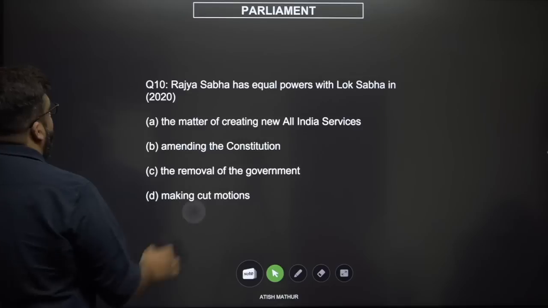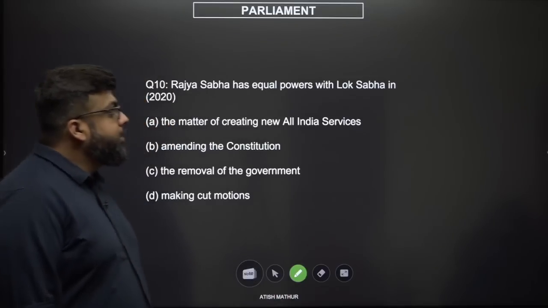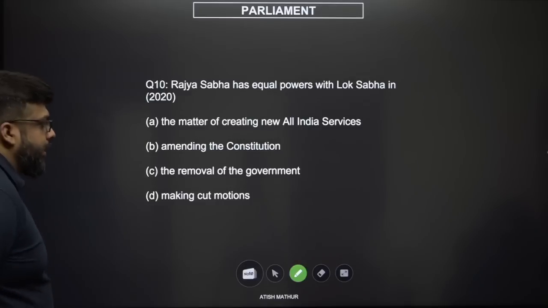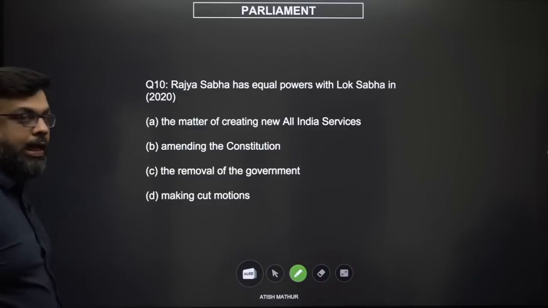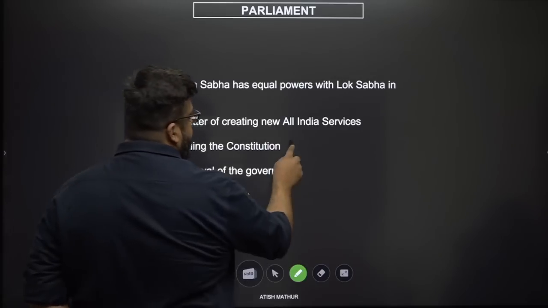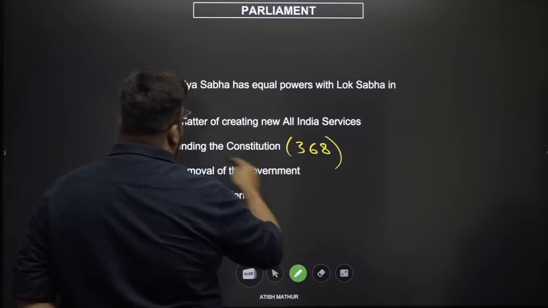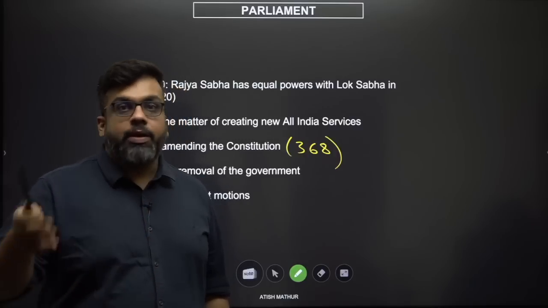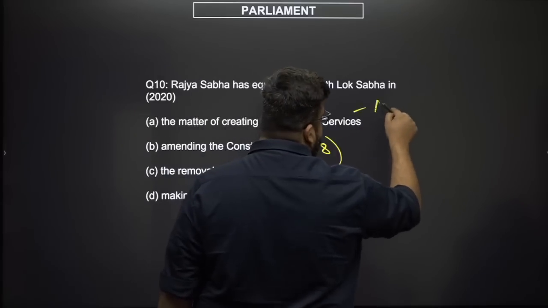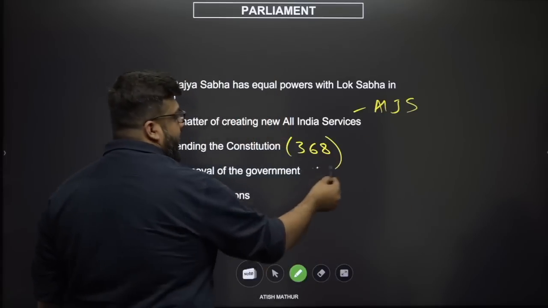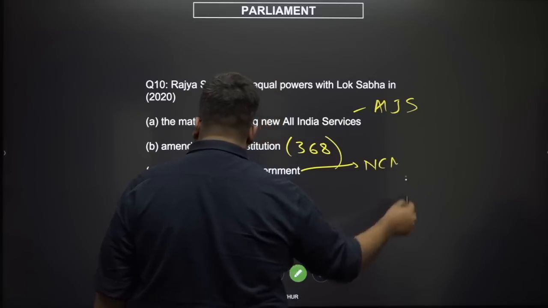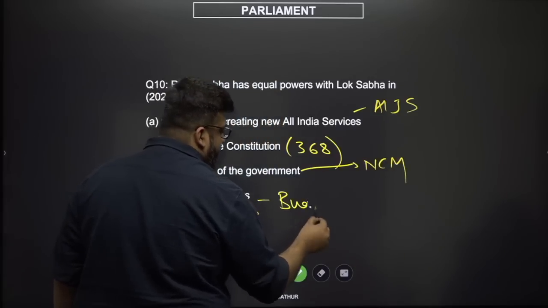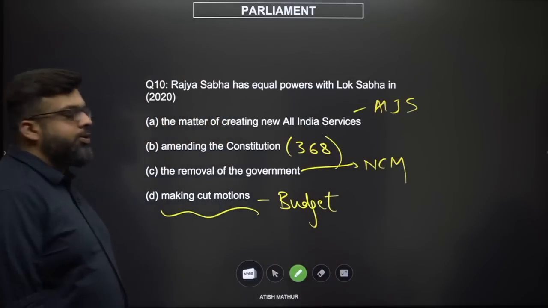Next question. The Rajya Sabha has equal powers with the Lok Sabha with respect to or in the matter of creating all India services, amending the constitution, the removal of the government, and making cut motions. Amending the constitution is 368. All India services is when you want to create a new IAS, IPS, forest, or let's say we're talking about all India judicial services in the recent context. The removal of the government happens through a no confidence motion, and cut motions are essentially used in the budget, wherein you have a policy cut, a token cut, an economy cut, and so on and so forth.